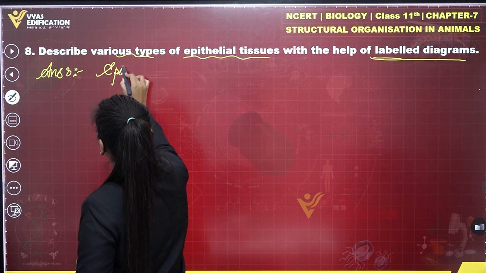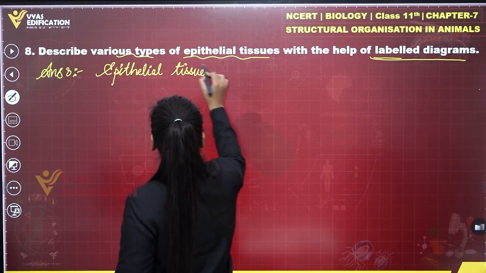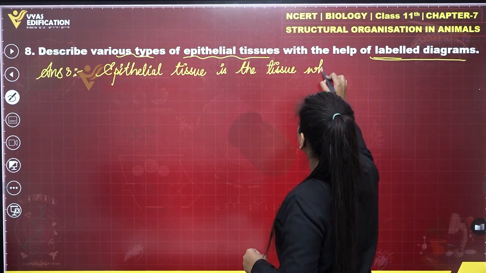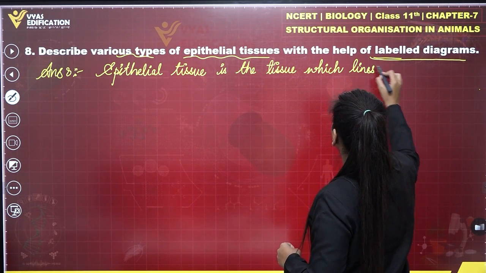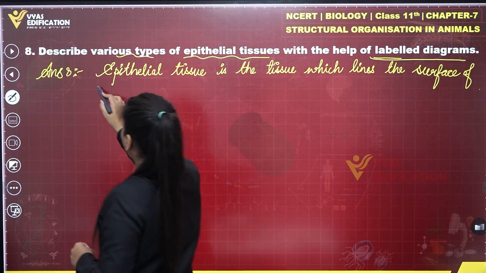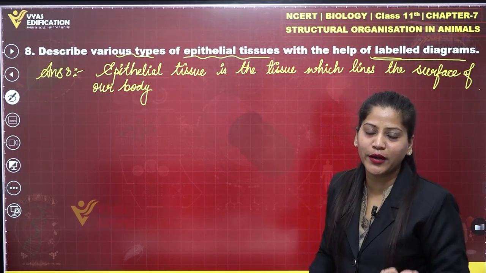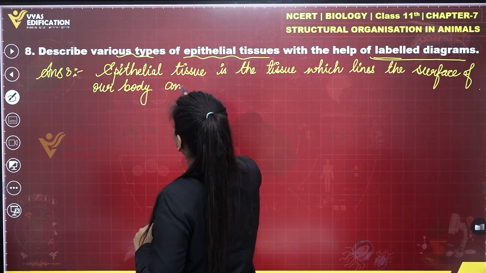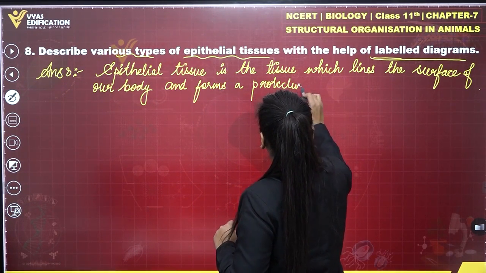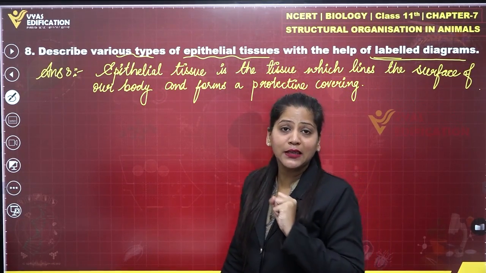The basic definition of epithelial tissue. Epithelial tissue is the tissue which lines the surface of our body and forms a protective covering, right? The cells of epithelial tissue are packed tightly.